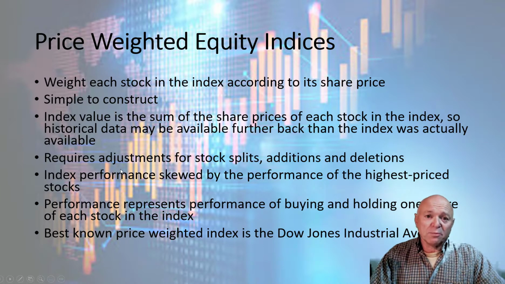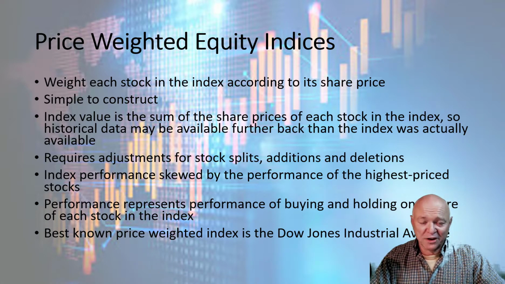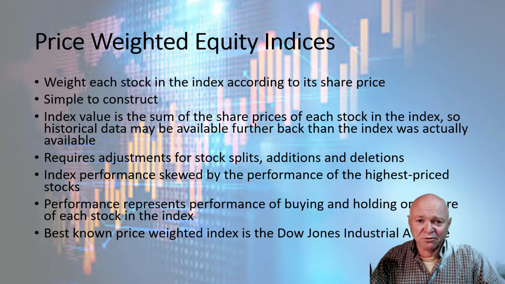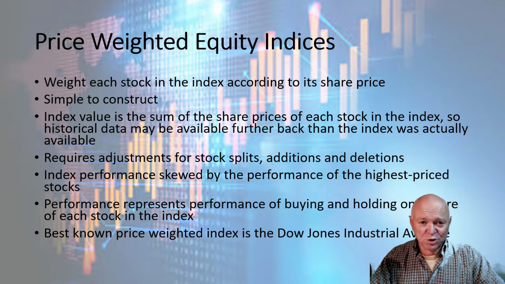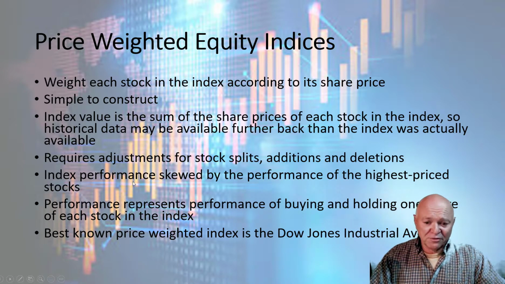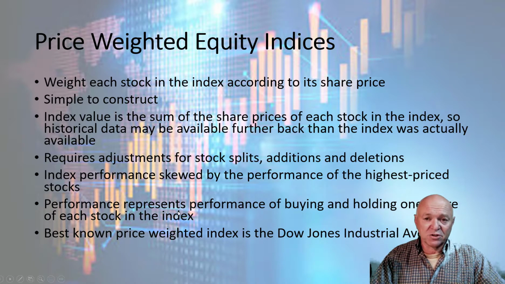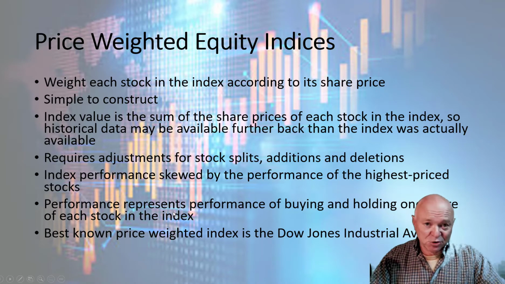Again, our index performance might be skewed by some very high-priced stocks. Imagine, for example, if you had a stock like Berkshire Hathaway in your index, and it's priced at $240,000 or $250,000 for one share. It would clearly outweigh all of the other shares listed on that index, so we wouldn't want to have it as part of our index. The performance overall of the index represents the effect of buying and holding one share of each stock in the index. And of course, the best known of these is the Dow Jones Index.